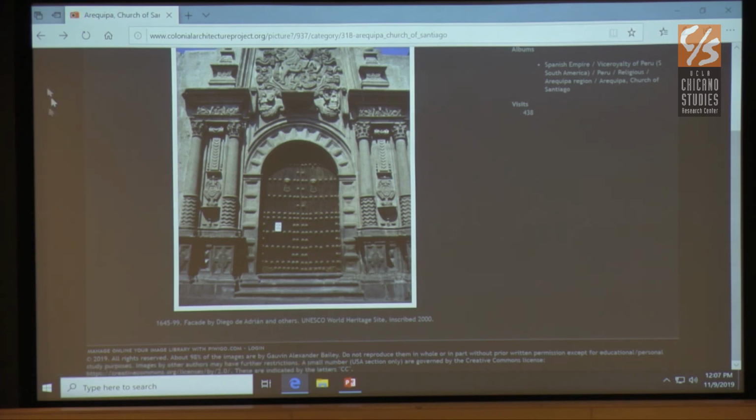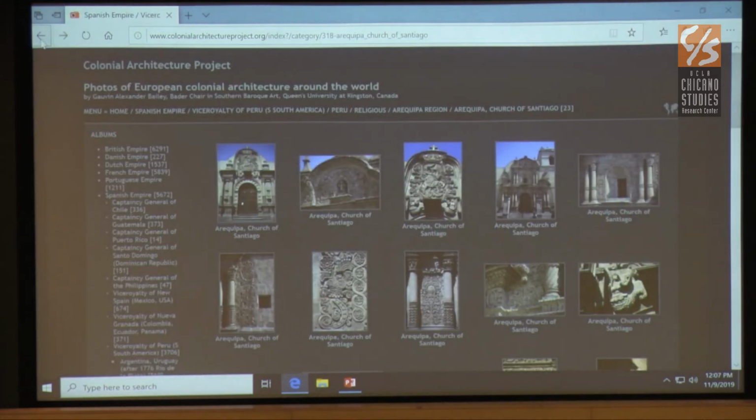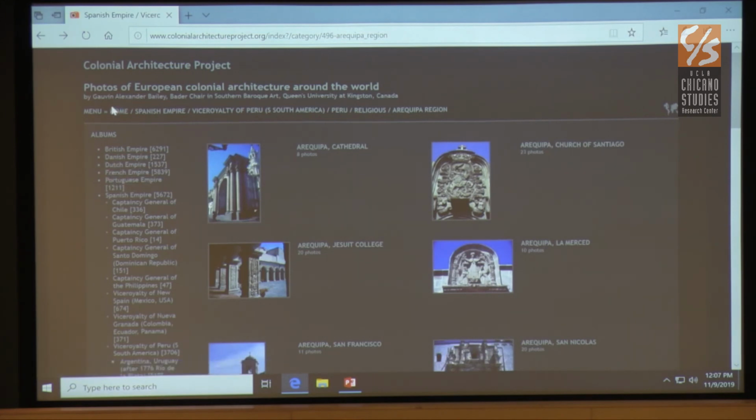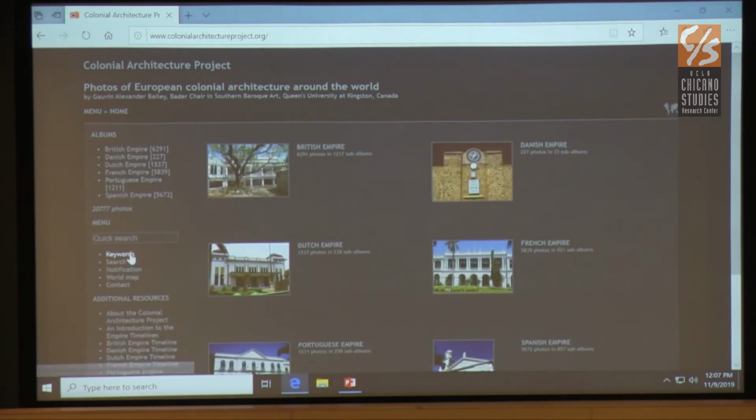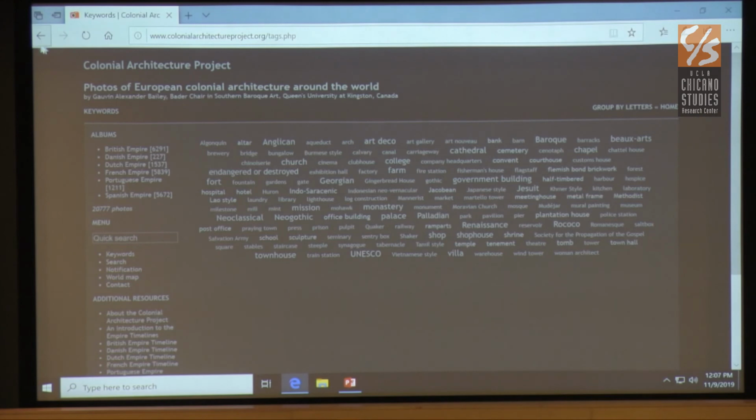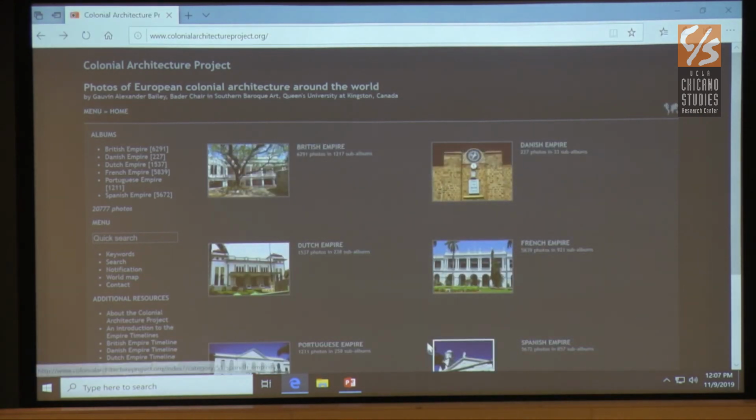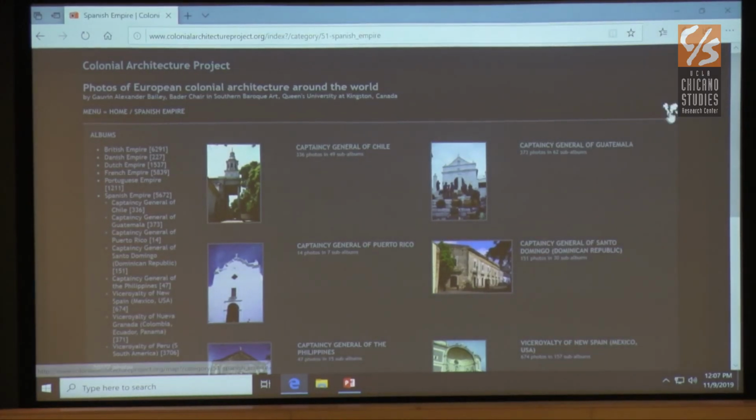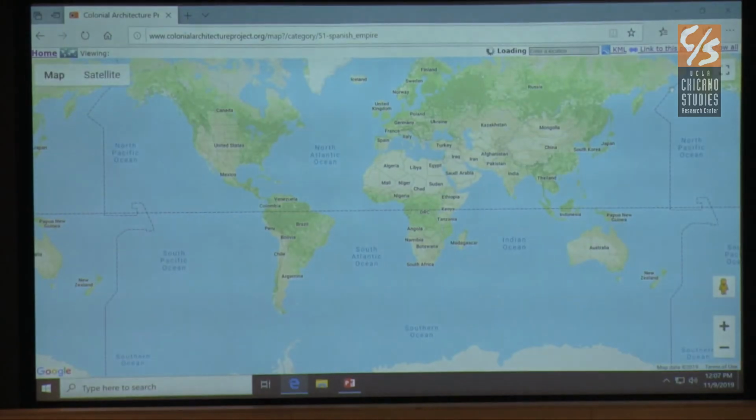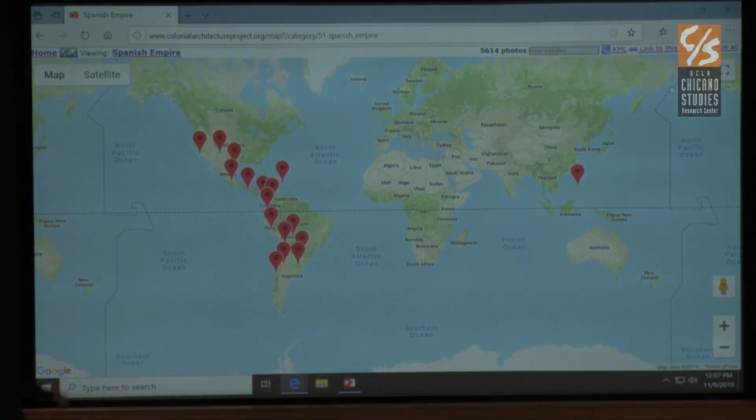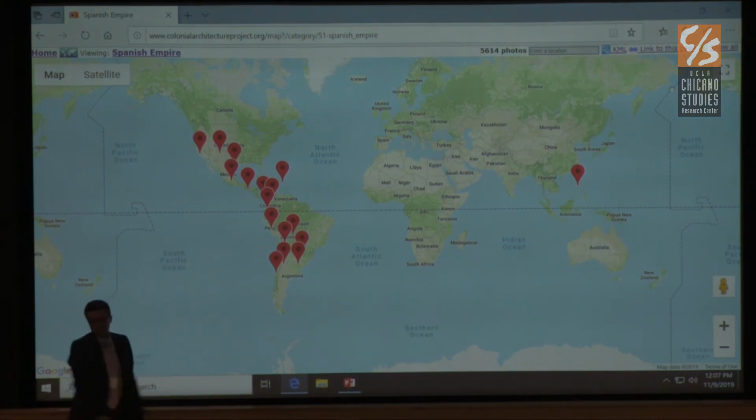Now let's go to the keywords. So we can go home, go down to the keywords. Oh, you wanted to see the Spanish Empire. So Spanish Empire, we can do the geo thing, and of course I got the Philippines in there, but most of it obviously is from here. And then if you go to Viceroyalty of Peru, it narrows down, and for the individual monument you can also go on Google Street View to see what it looks like today.